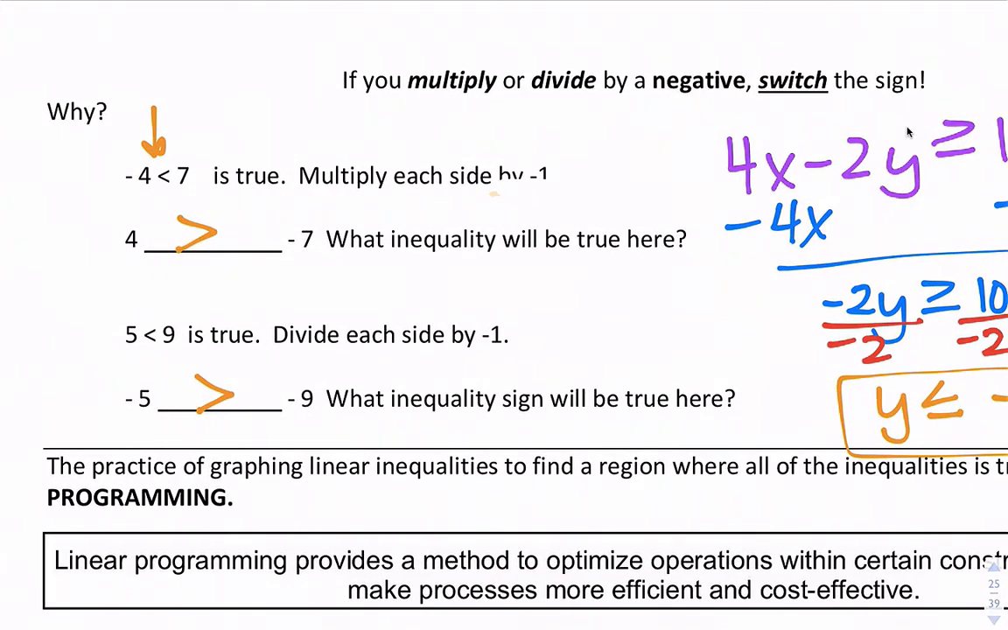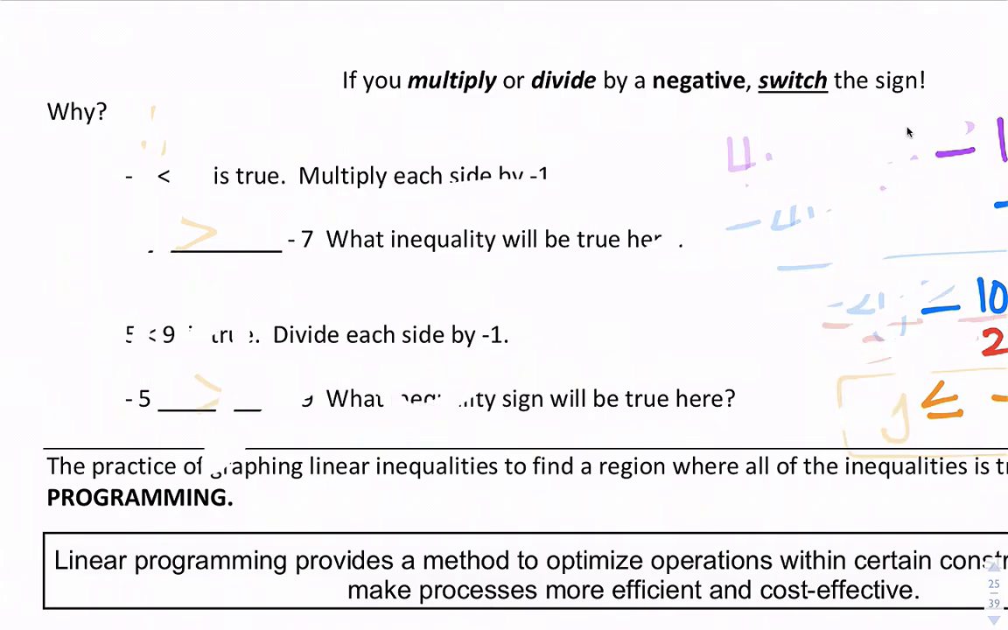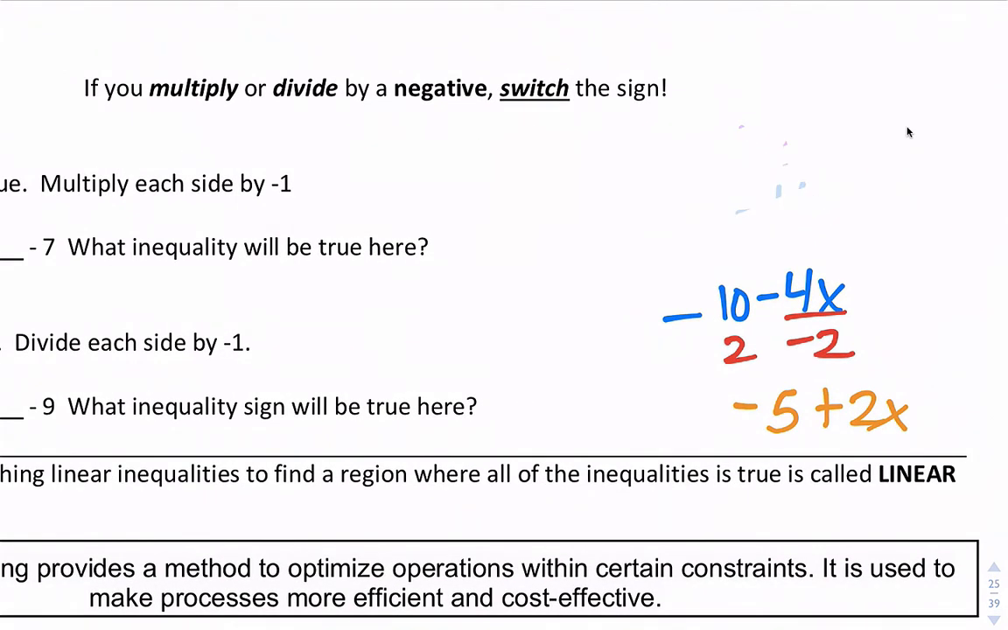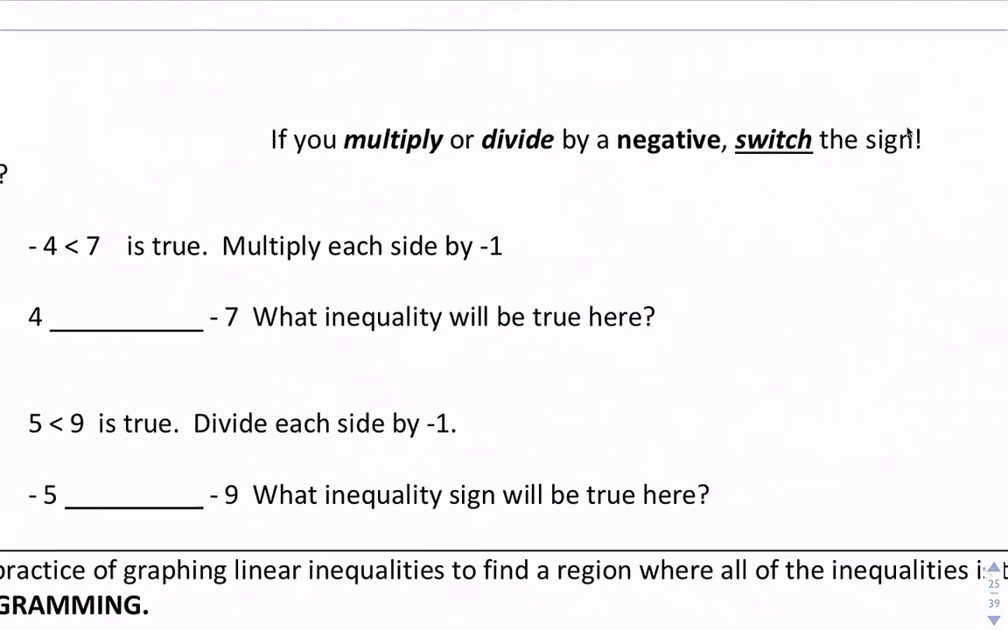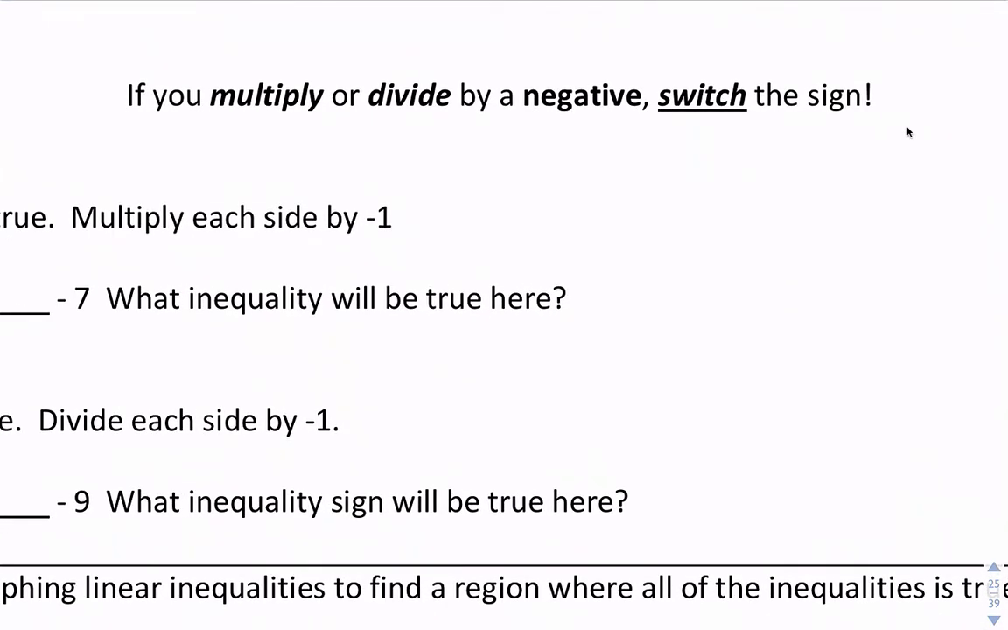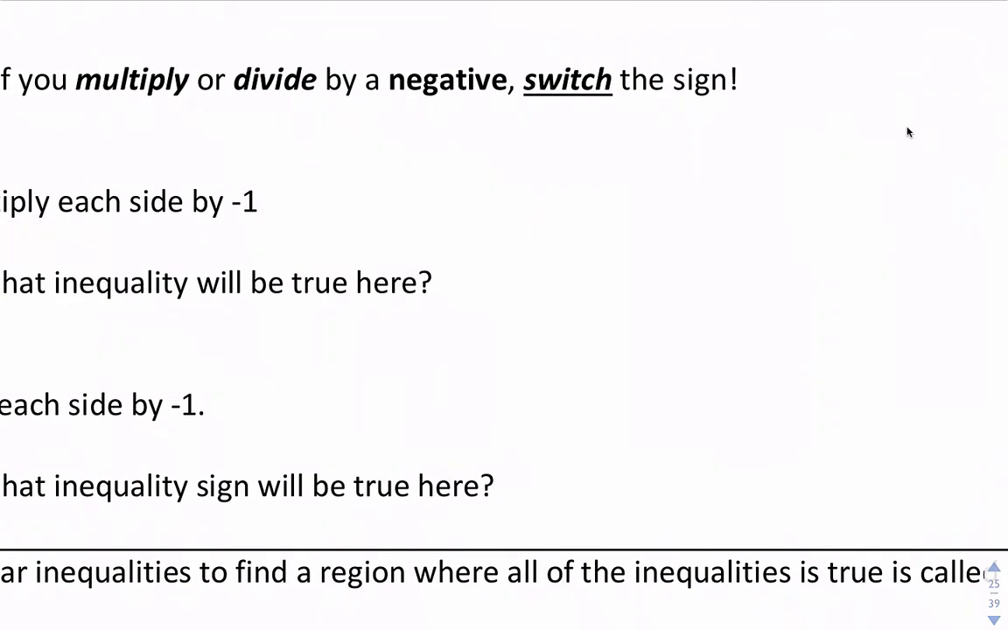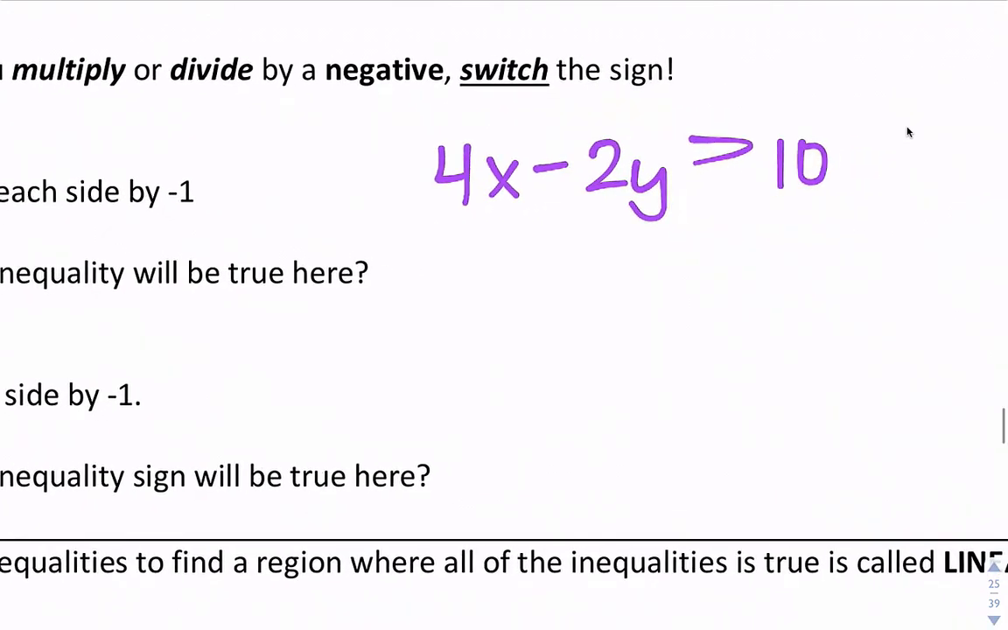Okay, before we get to this, let's go here. I forgot to erase. Okay, so one thing we didn't talk about last chapter is that when you multiply or divide by a negative in an inequality, when you're trying to get y by itself, you have to switch the sign. And so I'll do an example and I'll explain why. So let's say we have 4x minus 2y is greater than 10. And we're trying to get y by itself.